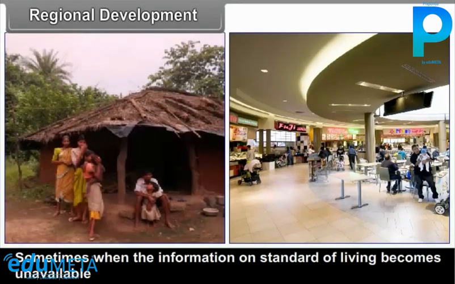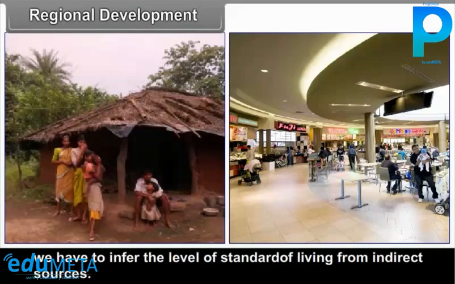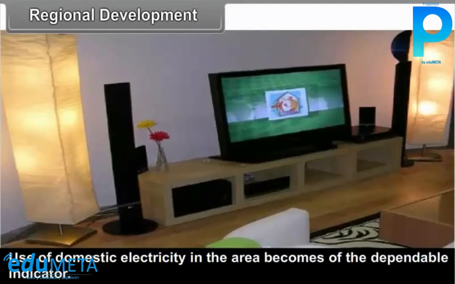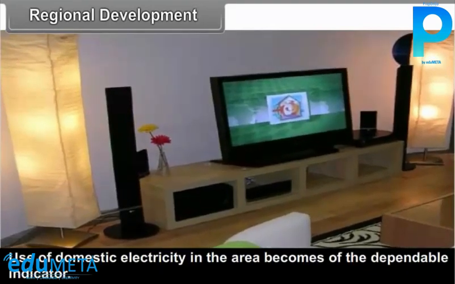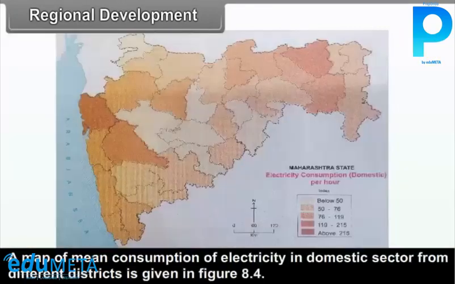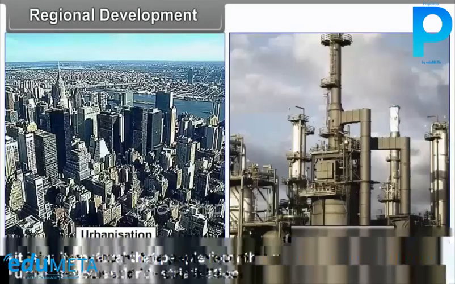Sometimes, when the information on standard of living is unavailable, we have to infer the level of standard of living from indirect sources. This can be done using certain indicators of consumption. Use of domestic electricity in the area becomes one of the dependable indicators. A map of mean consumption of electricity in domestic sector from different districts is given in figure 8.4.